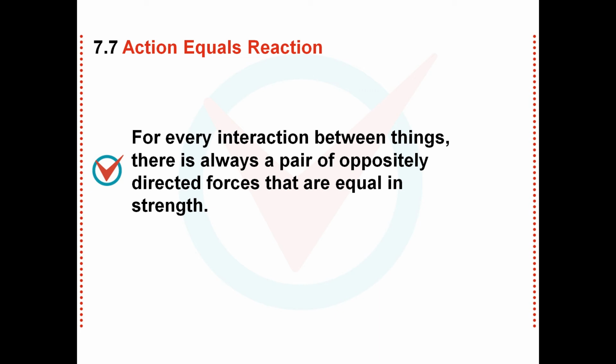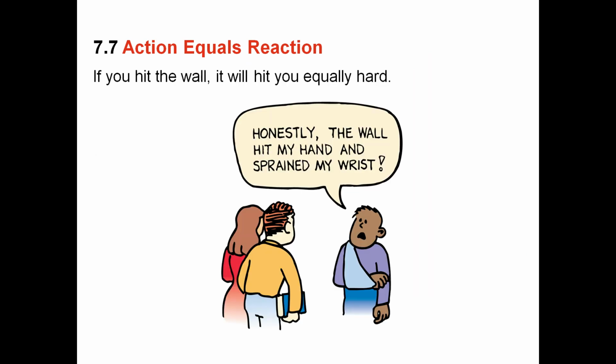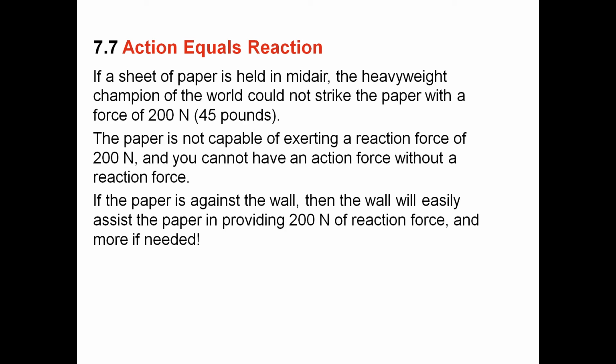For every interaction between things, there is always a pair of oppositely directed forces that are equal in strength. If you hit the wall, it will hit you equally hard. If a sheet of paper is held in midair, the heavyweight champion of the world could not strike the paper with a force of 200 newtons. The paper is simply not capable of exerting a reaction force of 200 newtons, and you cannot have an action force without a reaction force. If the paper was against the wall, then the wall will easily assist the paper in providing 200 newtons of reaction force, and more if needed.